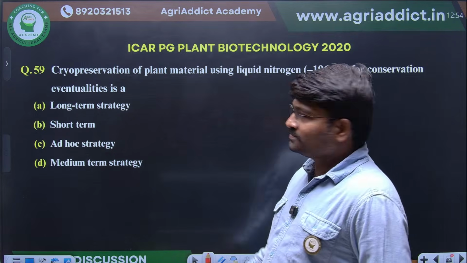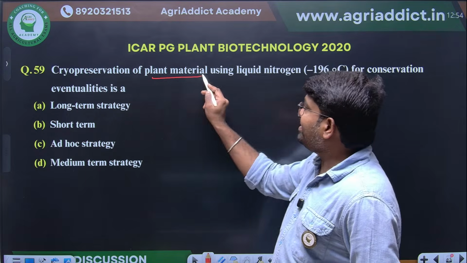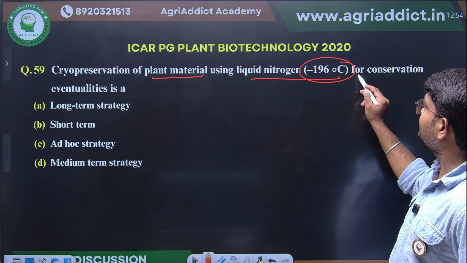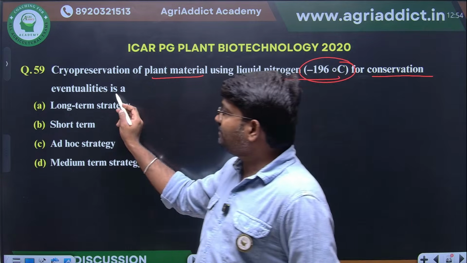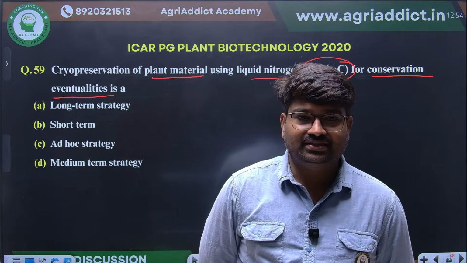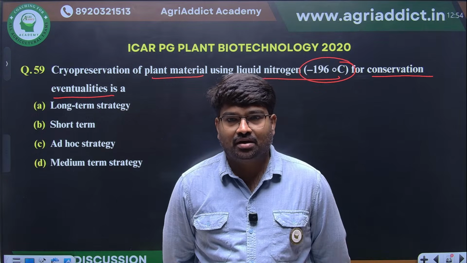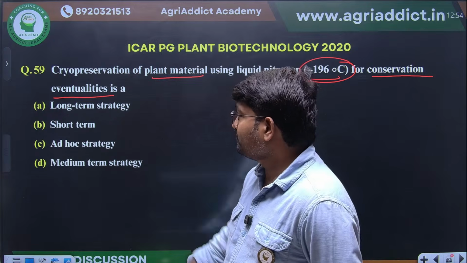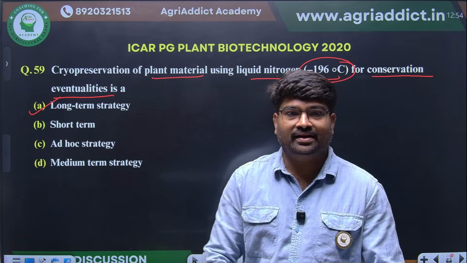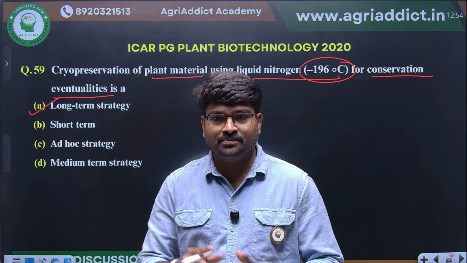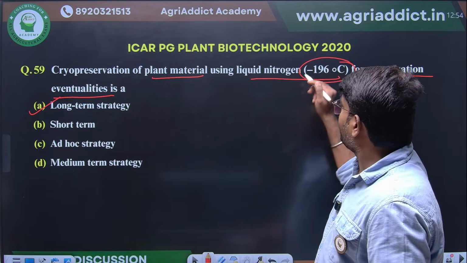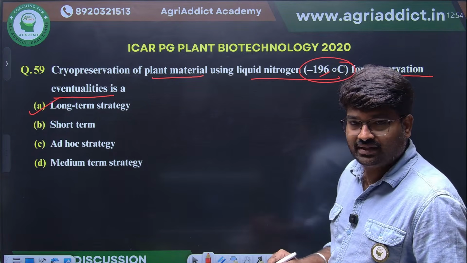Another simple question. Cryopreservation of plant material using liquid nitrogen. This temperature is important, -196 degrees Celsius. Is it a short-term process, long-term strategy, or medium-term strategy? Yes, very good. Long-term storage or preservation of materials will be done by cryopreservation, by storing the samples in liquid nitrogen. The temperature is most important: -196 degrees Celsius we will use there.